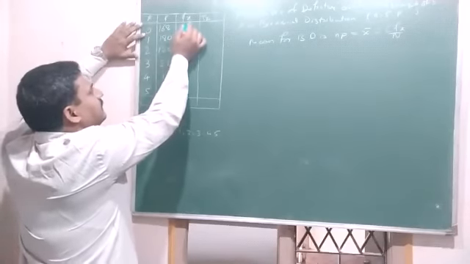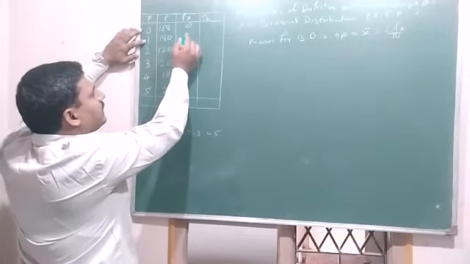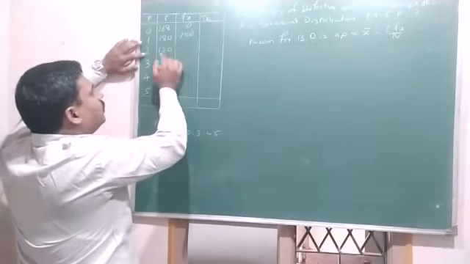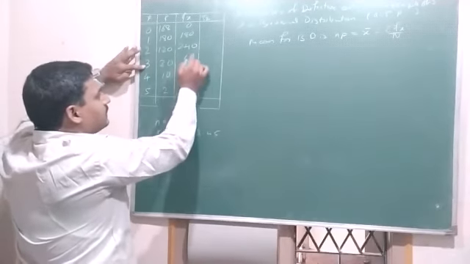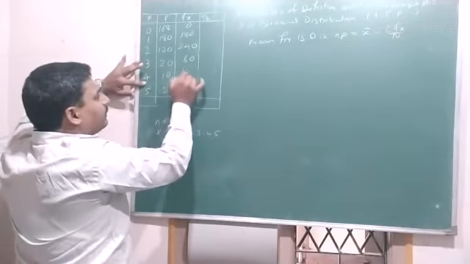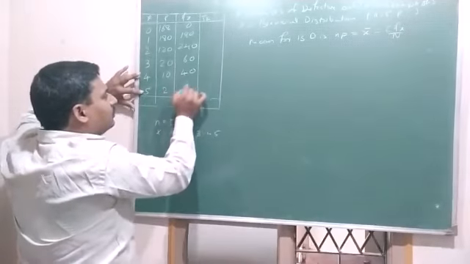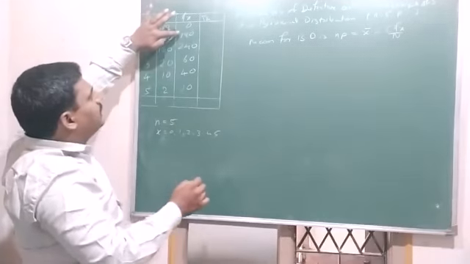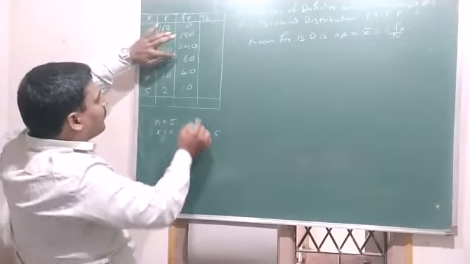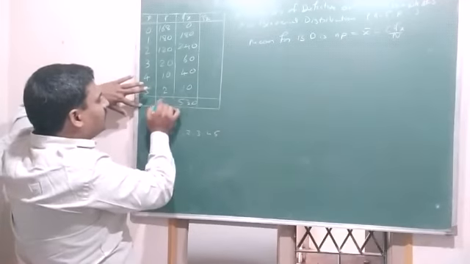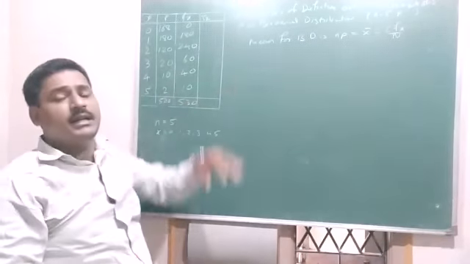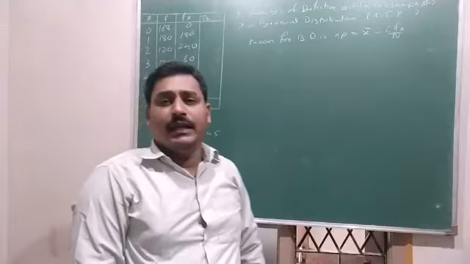0 into 168, 0. 1 into 180, 180. 2 into 120, 240. 3 into 20, 60. 4 into 10, 40. 5 into 2, 10. So total here 530, and total for frequency column is 500, since 500 samples we have taken here.